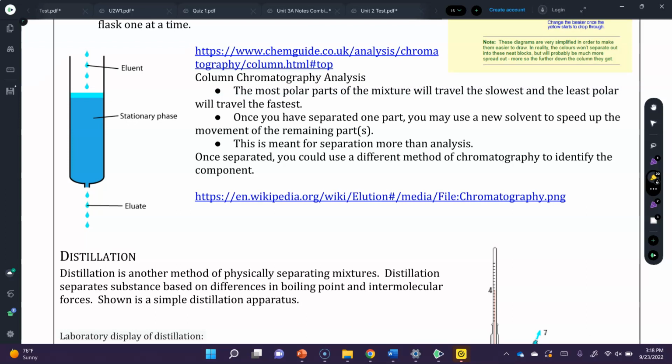Once you have separated the parts, you can use a new solvent to speed up the movement of whatever's remaining, like water or something else. Okay, this is meant for separation more than analysis. So if you have a mixture of two and you want to do further analysis beyond just seeing if there's two or more things in there, you would separate it using this and then run further analysis.